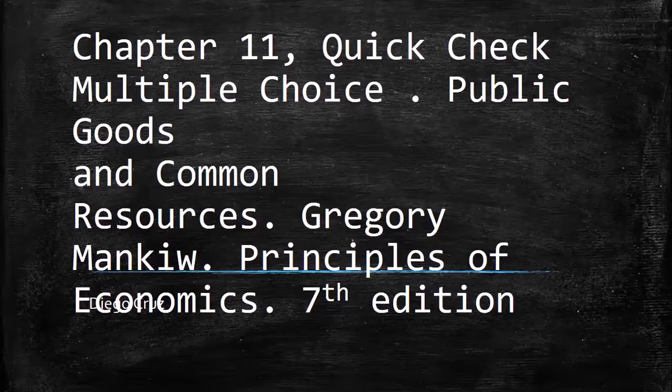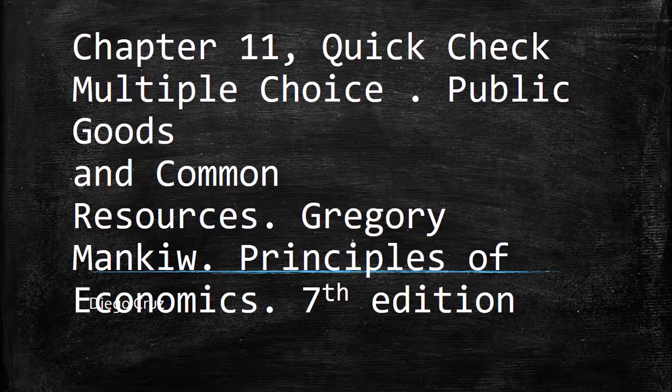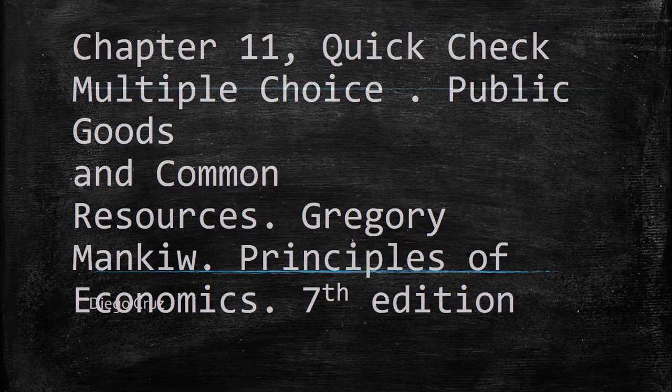Hi everyone, this is a new video of chapter 11, in which we're going to solve the quick check multiple choice. This is the chapter Public Goods and Common Resources, from the book of Gregory Mankiw, Principles of Economics, 7th edition.